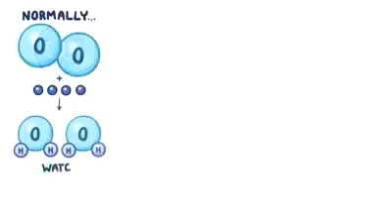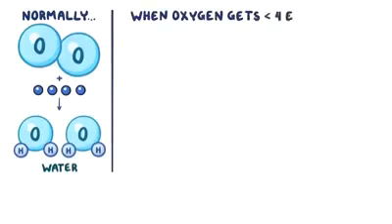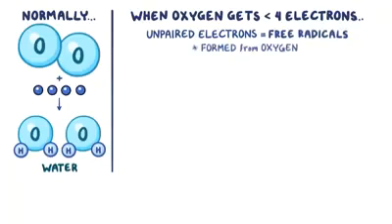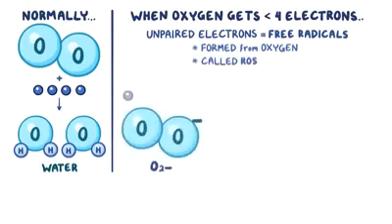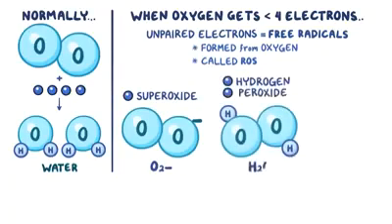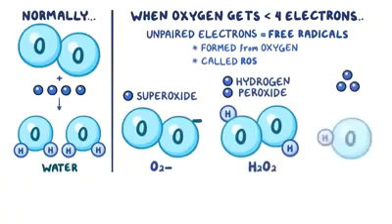Normally, when oxygen gets 4 electrons, it gets converted into water. But when oxygen doesn't get all 4 electrons, then it'll have unpaired electrons in its orbital, giving rise to free radicals. Since these are formed from oxygen, they're collectively called reactive oxygen species, or simply ROS. Okay, so if oxygen is given 1 electron, it becomes superoxide. If it gets 2 electrons, it becomes hydrogen peroxide, or H2O2. And then 3 electrons, it's the hydroxyl radical.